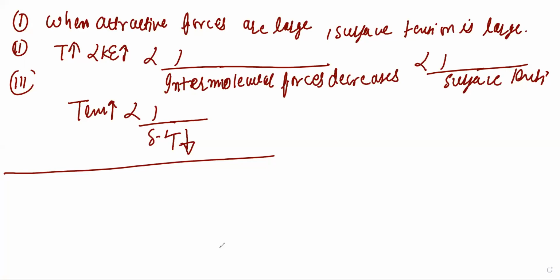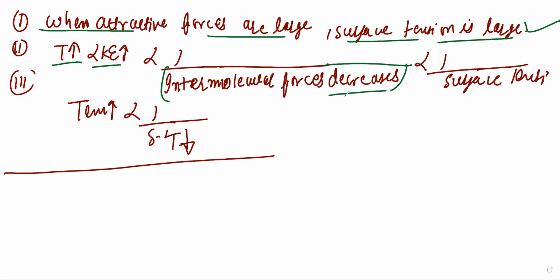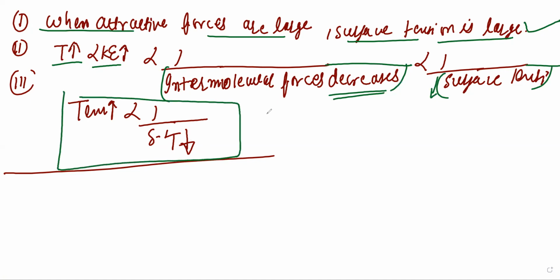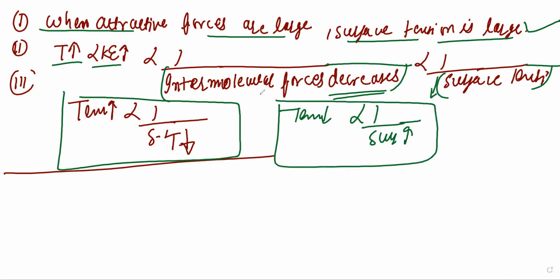So the next point of the states of matter is surface tension. As attractive force increases, surface tension increases. And next, as temperature increases, kinetic energy increases, which is inversely proportional to intermolecular forces, right? So when we increase the temperature, intermolecular force decreases, and surface tension also decreases, because they are inversely proportional. So an increase in temperature decreases the surface tension, and a decrease in temperature increases surface tension, right? So they are inversely proportional to each other.